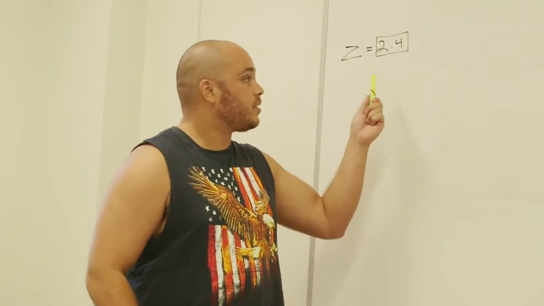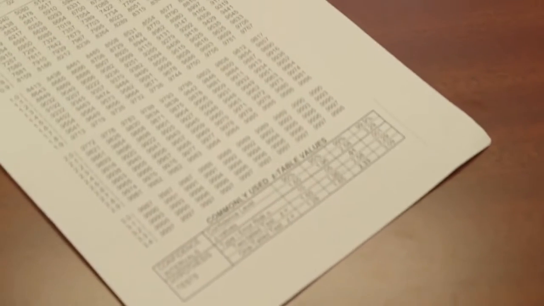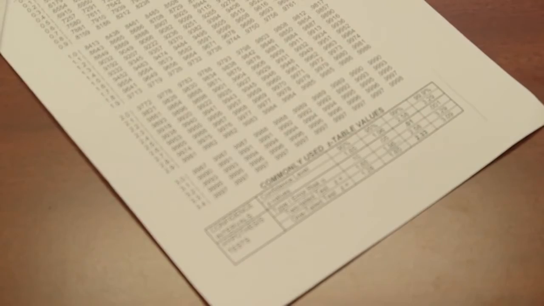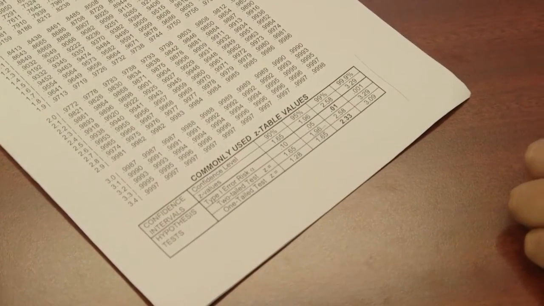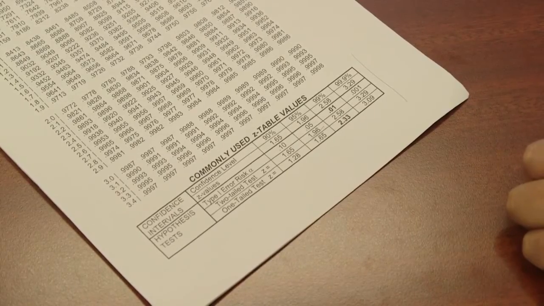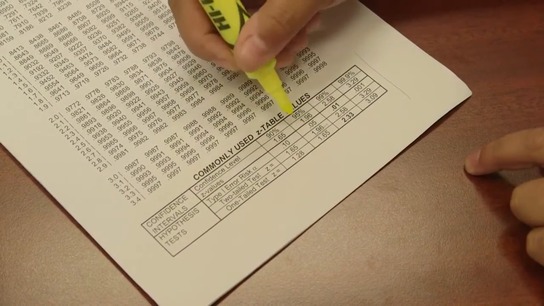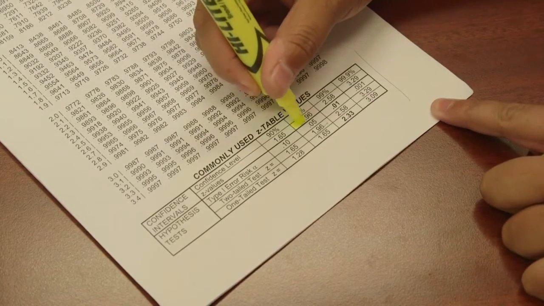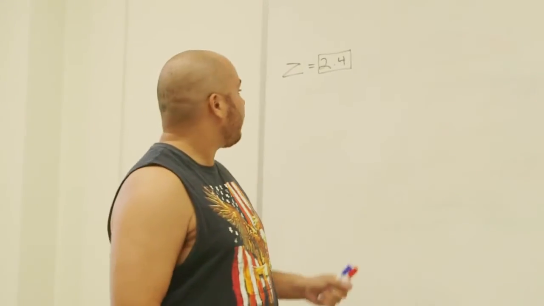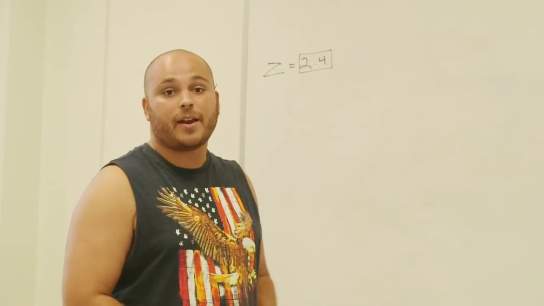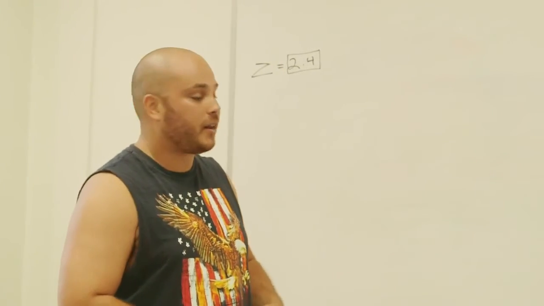Now that we have our test statistic, we need to determine our critical value. Now we're going to find our confidence interval. To find that, we're going to use our z-table. Here we're defaulting to a 95% confidence interval, and our z-value at 95% is 1.96. So now that we have our test statistic and our critical value, we're going to plug it in.